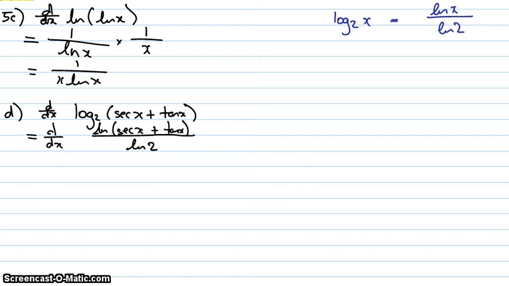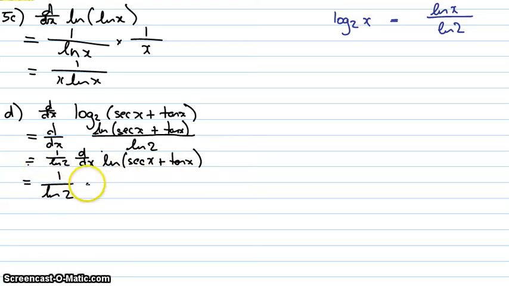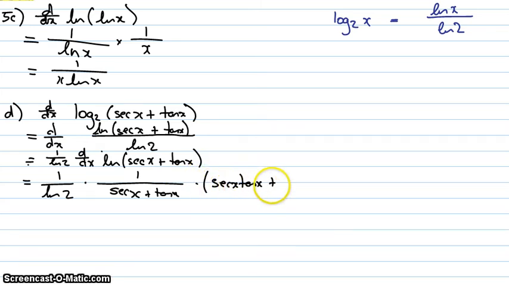And ln 2 is just a constant, so this is the same thing as 1 over ln 2 times differentiate ln (sec x + tan x). And now this is something I do know how to do. So again, we keep our 1 over ln 2 out the front, times, differentiate ln, I get 1 over (sec x + tan x), multiply that by the derivative of sec x + tan x. So differentiate sec x, you get sec x tan x, plus differentiate tan x, you get sec² x.